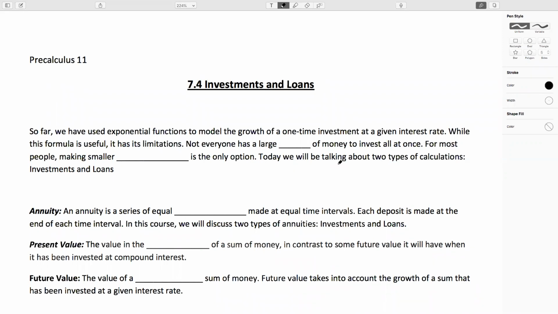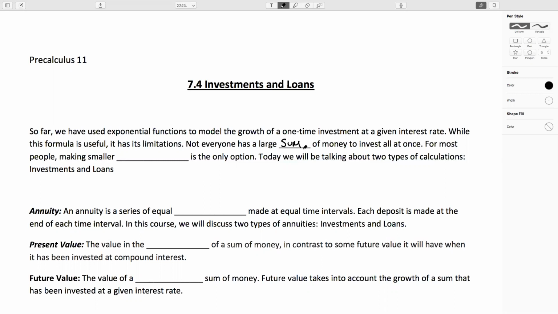So first and foremost, let's define what investments and loans are, and talk about a few terms that we're going to need to do the math here. So far, we've used exponential functions to model the growth of a one-time investment at a given interest rate. While this formula is useful, it has its limitations. Not everyone has a large sum of money to invest all at once. In fact, most people don't, unless you have money.